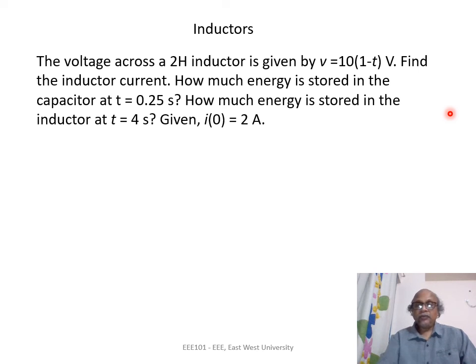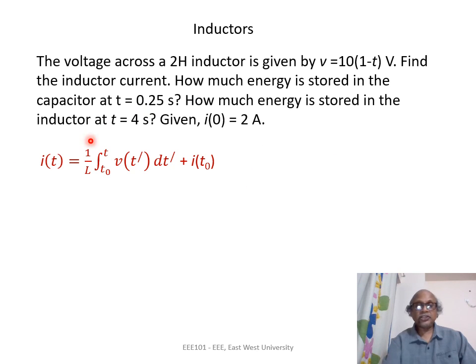The voltage is given. We want to find out the current. We need the IV relationship. This is the IV relationship where we require an integration from t0 to t, and the value of the current at t0 needs to be known. The question is, what is t0 equal to? If we look at the equation, t0 is such a time when the inductor current is known. From the question, we know the inductor current at t equal to 0. So t0 is 0 and I(t0) is equal to 2 ampere.